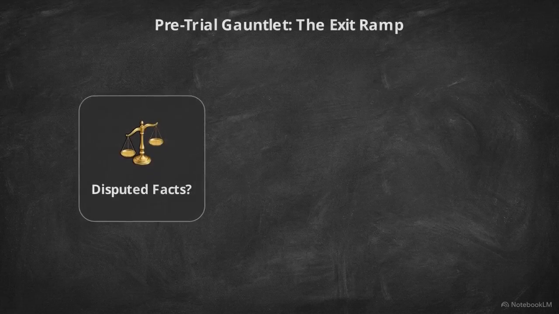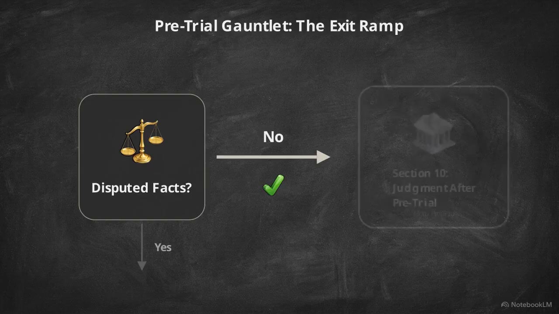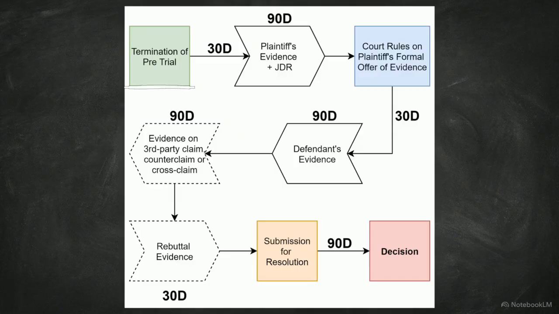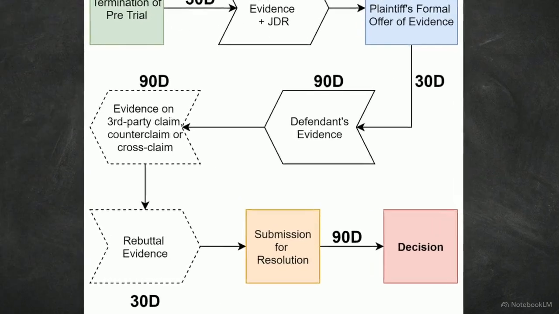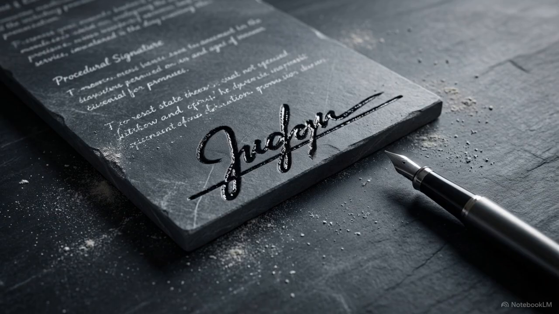If the pretrial conference reveals that there are no actual facts in dispute, the court utilizes Section 10, Judgment After Pretrial. When the defendant's answer fails to tender an issue, or when no controverted facts exist, the court can bypass the trial entirely. The judge may act motu proprio, on their own initiative, to submit the case for judgment, with a decision due within 90 calendar days. Section 10 allows the court to render a final decision immediately for cases that lack a genuine basis for trial.